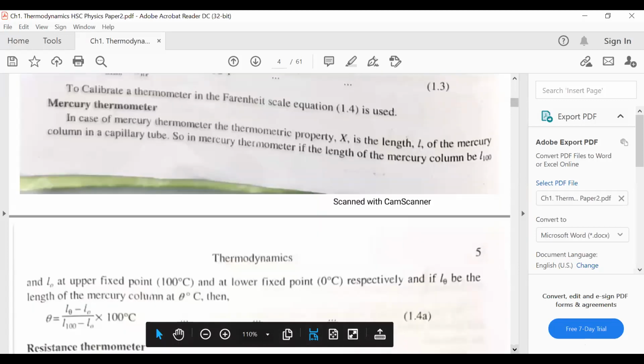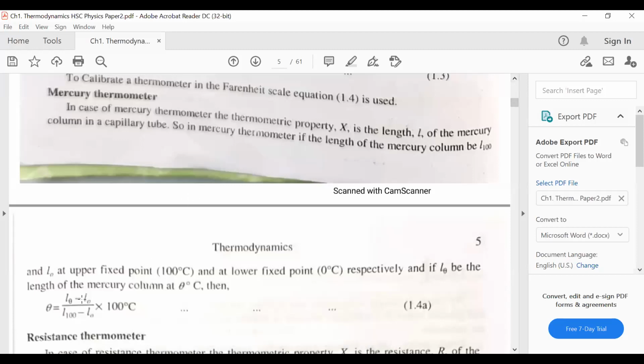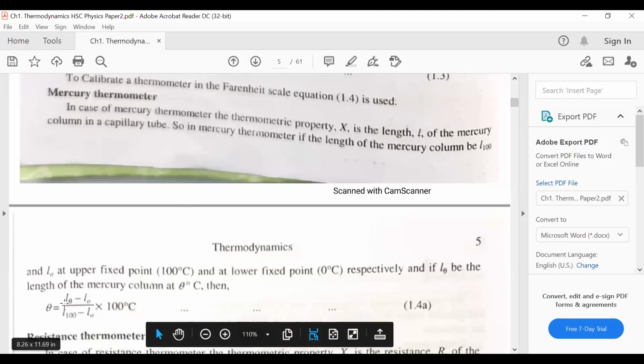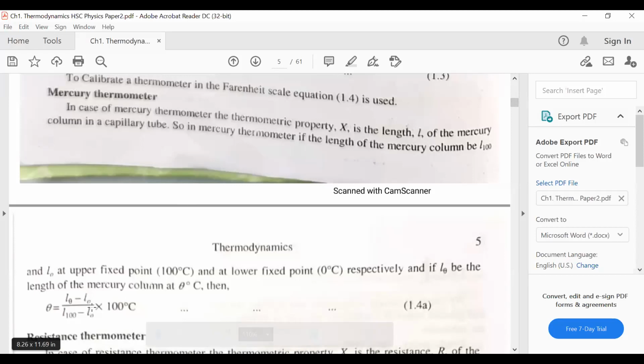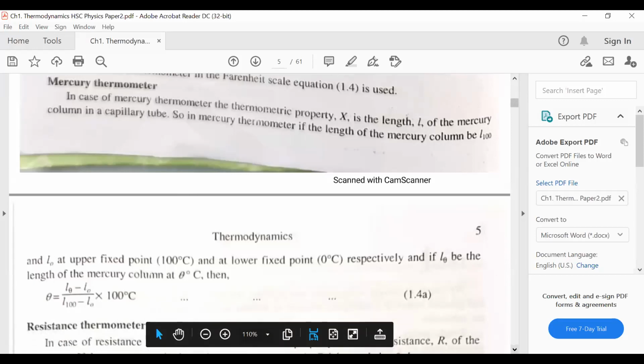Now, in a mercury thermometer, as we discussed before, the thermometric property is the length of the mercury column. So they have expressed, instead of X, L, the length of the mercury column: the length of the mercury column at a temperature theta minus the length of the mercury column at 0 degrees Celsius or ice point, divided by the length of the mercury column at 100 degrees Celsius or steam point minus the length of the mercury column at ice point, into 100. So this is how we consider the thermometric property.